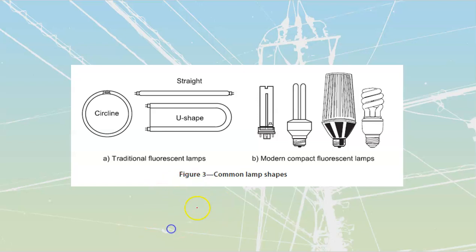Circline is much less commonly used at this point. It's pretty much done out there. I don't know if anybody still has them, but you might run into them in an old installation where they want to keep a few going. And then we are going to have our compact fluorescent lamps.